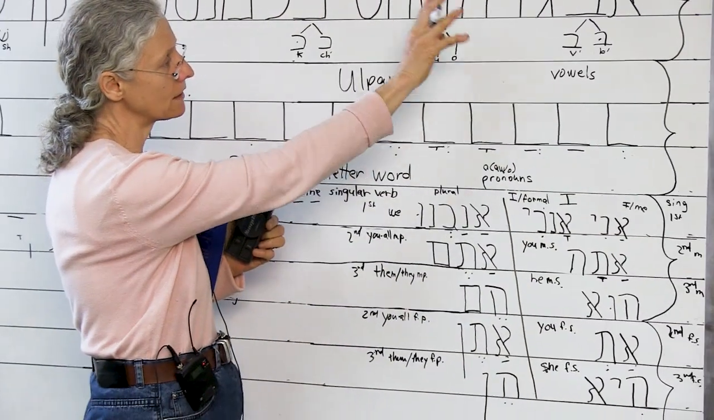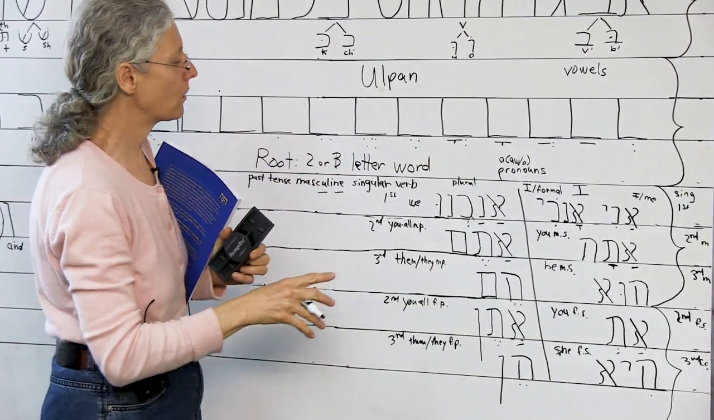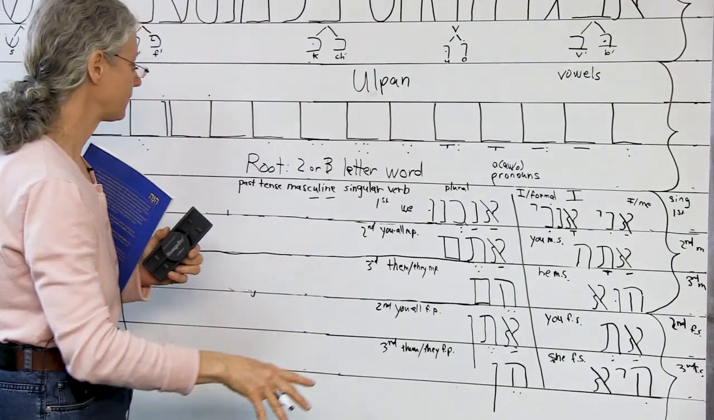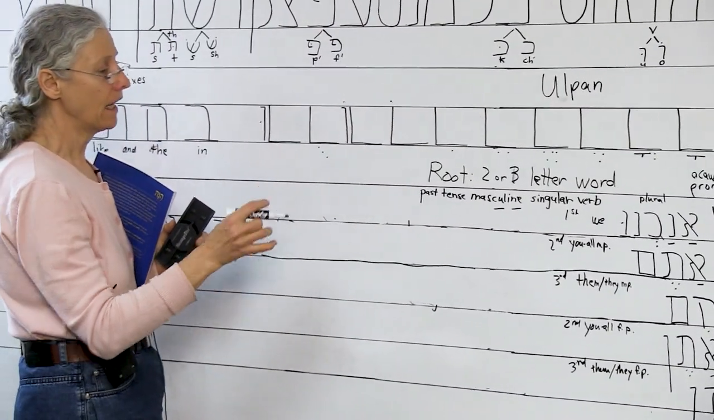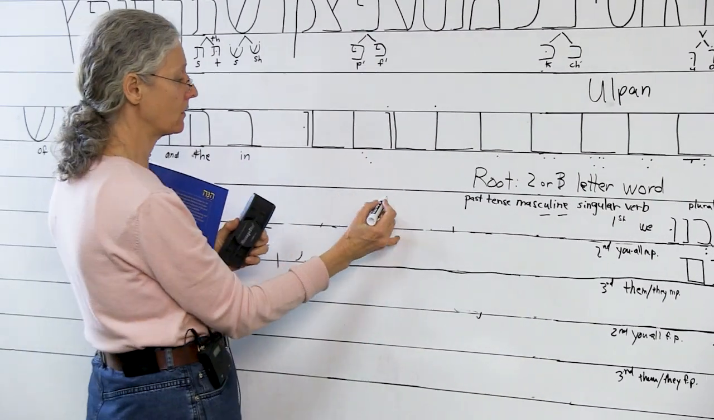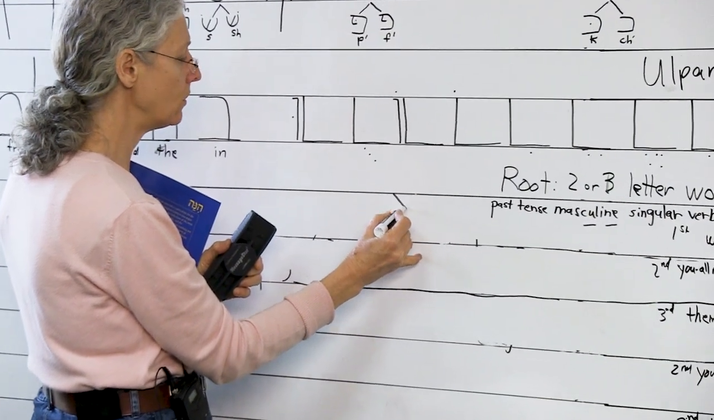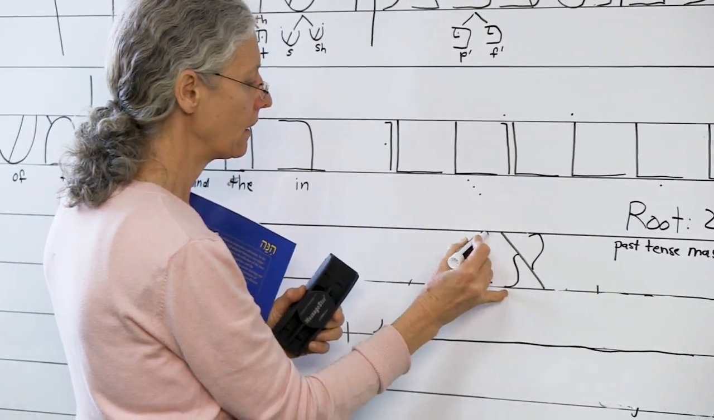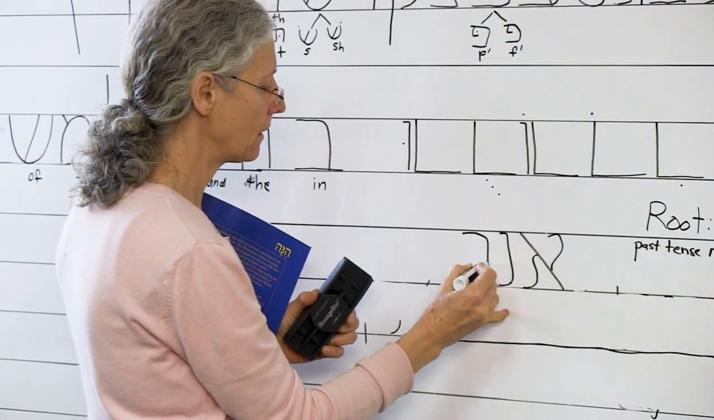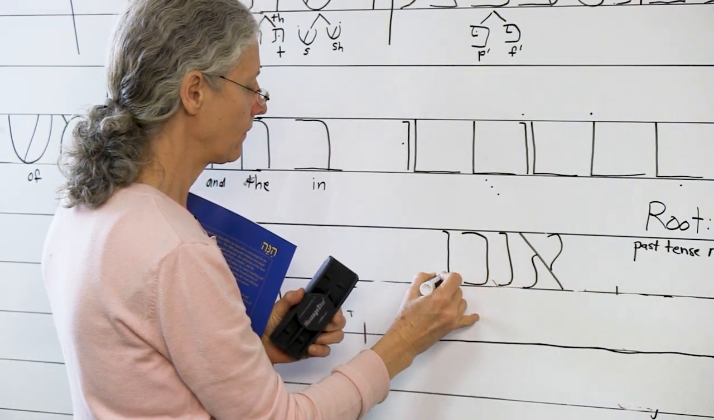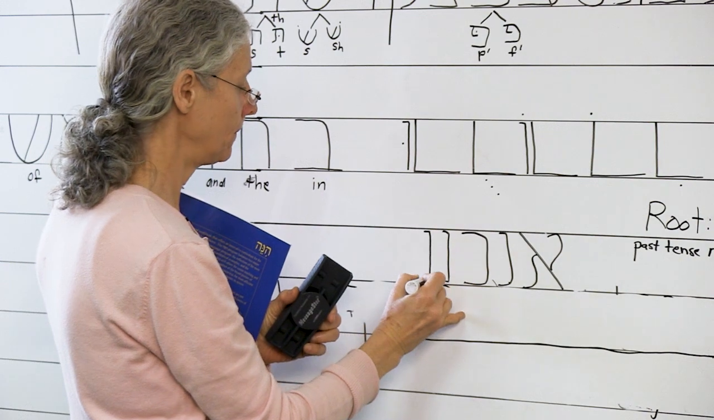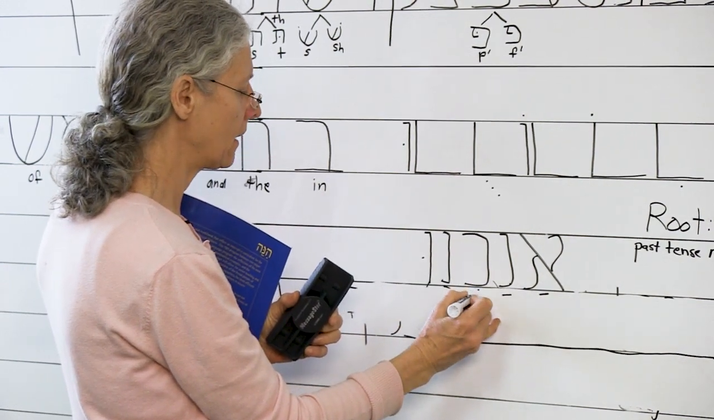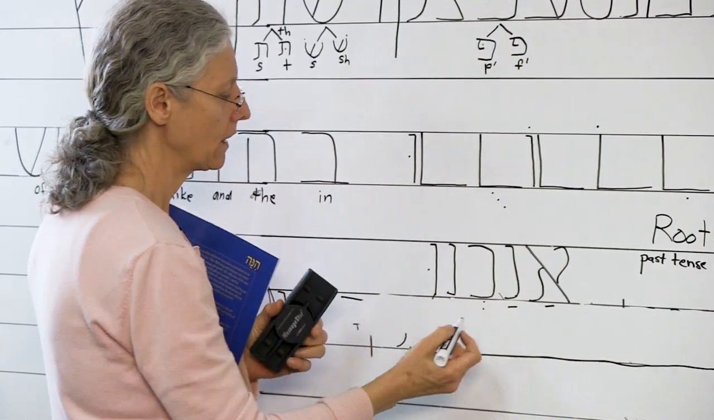We're going to go through all this, but we're going to do it very quickly. Then the next thing you're going to do is write out the pronouns, and you can help me write those out. All right, so anachnu. What does anachnu mean, guys? We. Okay. Anachnu. We.